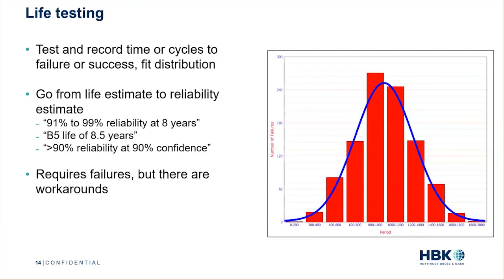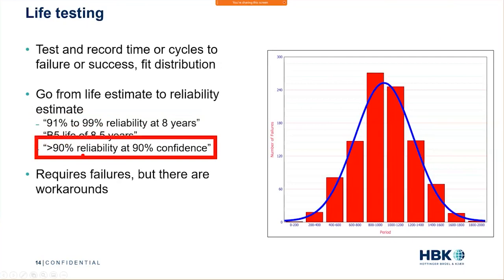So that lets us go from "the life is going to be 12.7 years" to something like these couple statements here, right? At 8 years, somewhere between 91 and 99% surviving. That's a statement we can make using this use level life distribution. Or we could say the B5 life, the time at which we'll see 5% failures, maybe 5% is our acceptable threshold, is 8.5 years. That's a statement we can make using this distribution. Or we can say, perhaps, the reliability at 8 years is greater than 90% at a 90% confidence level. It's another statement that you might make.